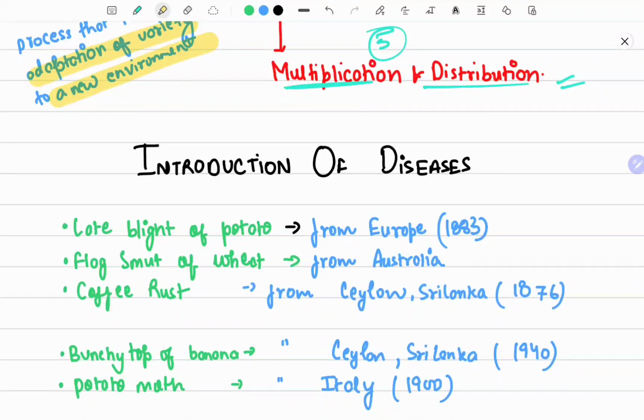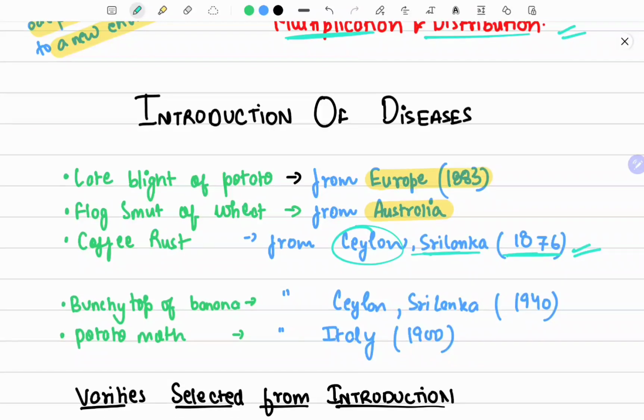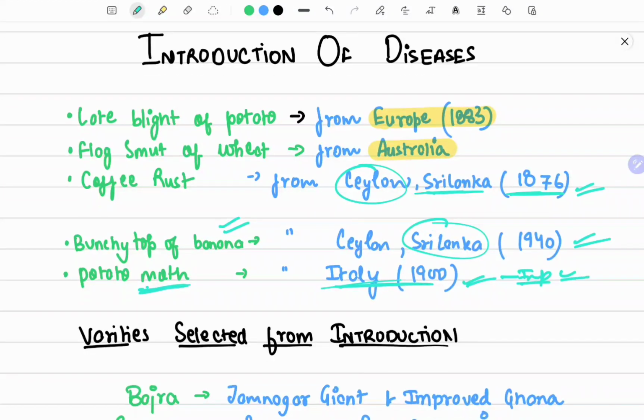Now, introduction of diseases like the late blight of potato. It was introduced from Europe in 1883. The dates are also important as well as the places. So, late blight of potato from Europe, flax smut of wheat, Urocystis tritici from Australia, coffee rust, Hemileia vastatrix from Ceylon, Sri Lanka, 1876. Bunchy top of banana again from Sri Lanka, potato moth from Italy. It's an important question. Potato moth is asked in the examinations.